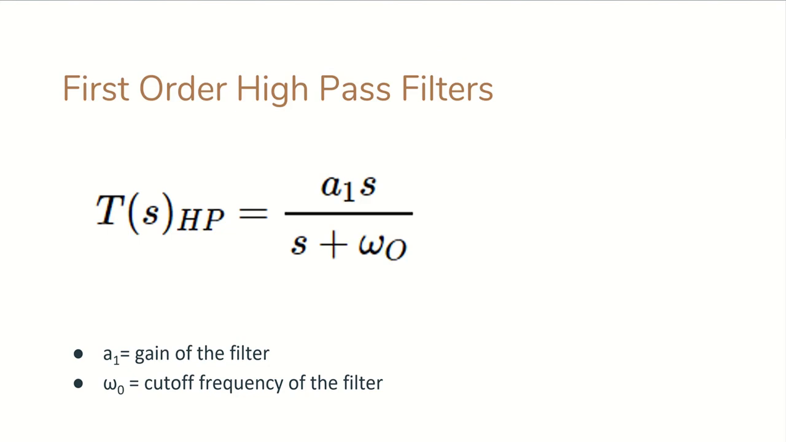So this is the general transfer function for a first order high pass filter. Again, you need to manipulate the transfer function that you have gotten from your circuit into this form so that you can figure out the coefficients.